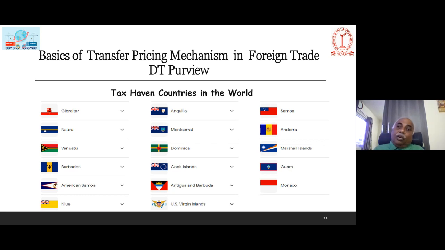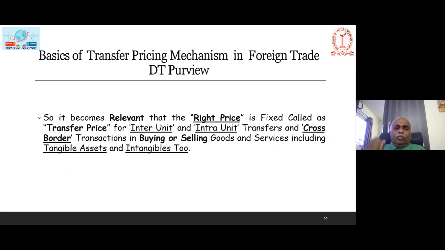It depends upon the government's policies and their growth rate, their forex reserves, their balance of trade, their development plans. All these things are contributing a lot. That's why the differences are there among the countries. So it becomes relevant that the right price is fixed, called the transfer price.